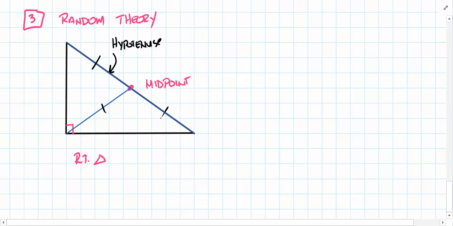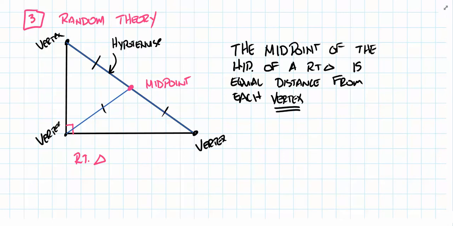So the theorem says this: the midpoint of the hypotenuse of the right triangle is equal distance from each vertex. That's what those blue lines indicate for you.